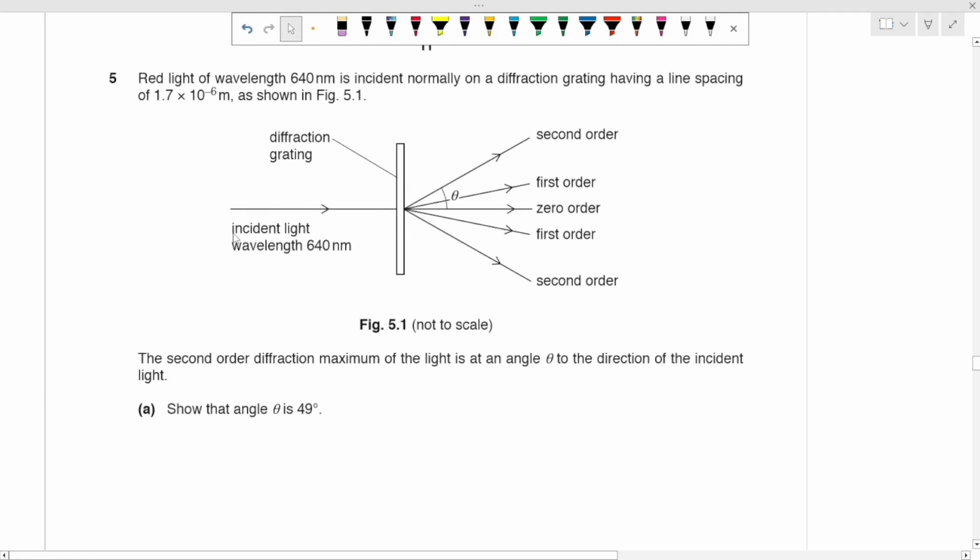5. Red light of wavelength 640 nm is incident normally on a diffraction grating. Very, very important too. We're having a line spacing of 1.7 micrometers as shown. The second order diffraction maximum is at an angle theta to the direction of the incident light. Show that theta is 49 degrees.